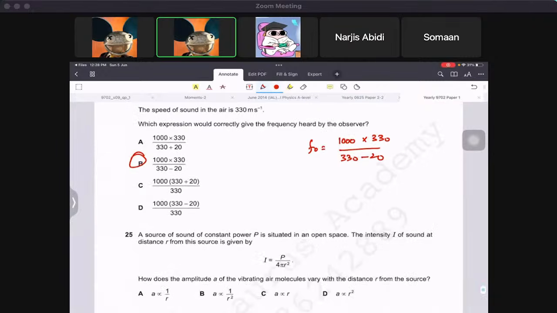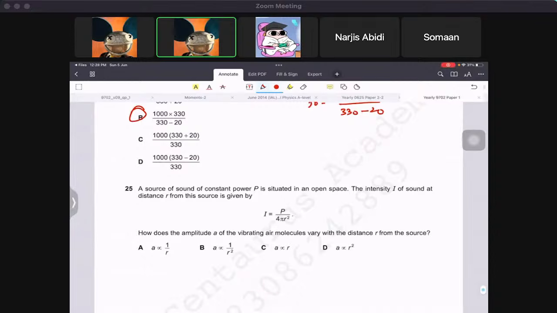Now, a source of sound of constant power P is situated in open space. The intensity I of sound at distance r from the source is given. How does the amplitude of vibrating air molecules vary with the distance r? Okay, so intensity is directly proportional to a squared. And intensity is inversely proportional to r squared. So this means amplitude squared is inversely proportional to r squared. So if I take the square root on both sides, amplitude is proportional to 1 upon r. So that has to be A. Alright, now going to the next one.